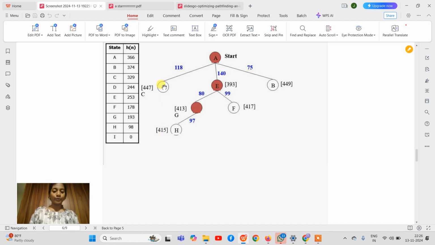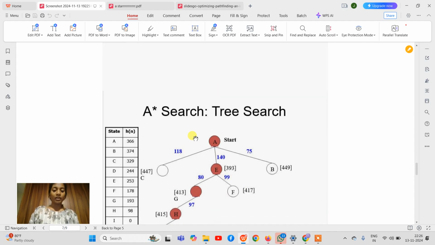Now we look at the unexplored nodes again, which are C, H, F, and D. So when we compare their total costs, which are 447, 415, 470, and 449, we can clearly see that 415 is the minimum value. So now we'll explore node H.